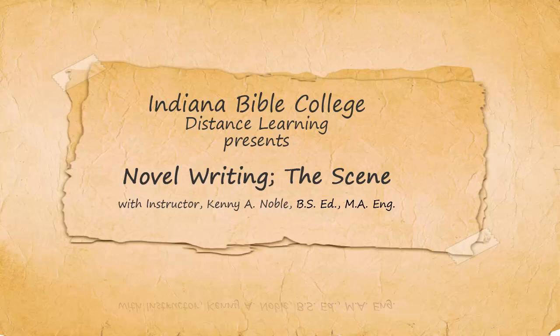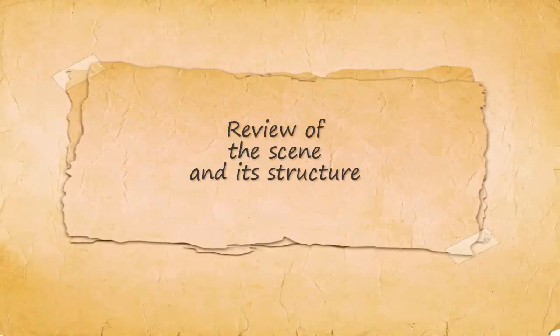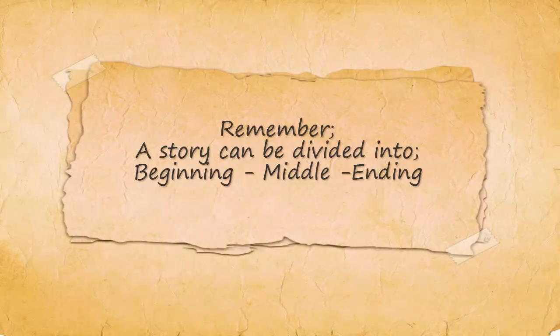Welcome to this lecture on scene and its structure. As you might remember from earlier lectures, we talked about the beginning, middle, and the end, which is the basic structure. And after the beginning, middle, and the end, the story can be subdivided into chapters. No one has yet stated any rules about chapters, so a chapter could be several scenes, or a chapter could be one scene. There's just no rules.